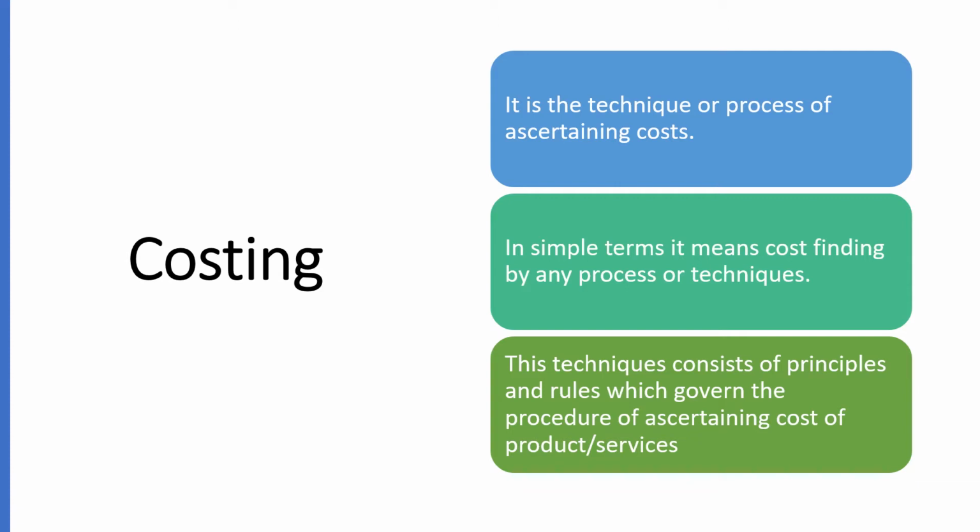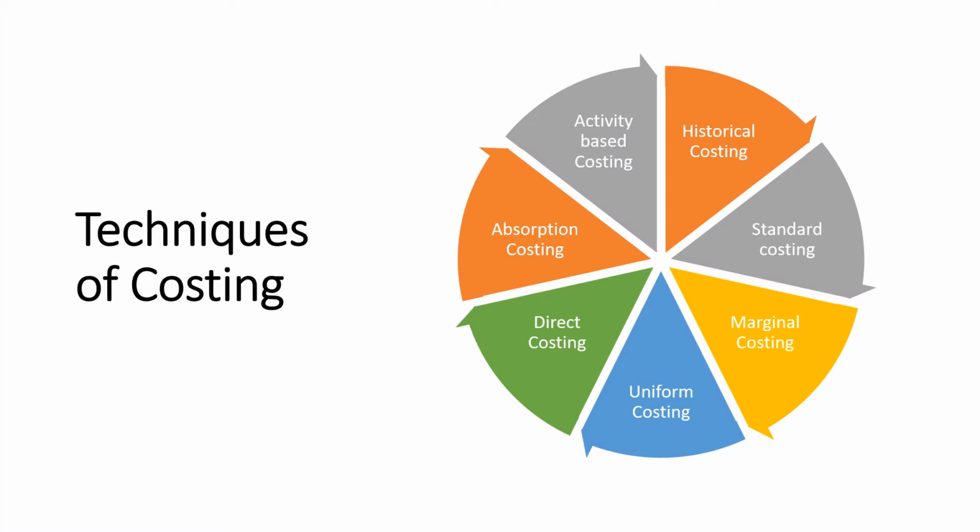So we know a rough sketch of what costing is. Let us now proceed towards looking into the techniques of costing. So we have the following techniques of costing. Just have a quick look into it. We have historical costing, standard costing, marginal costing, uniform costing, direct costing, absorption costing, and activity based costing. We will look into the details of each one.